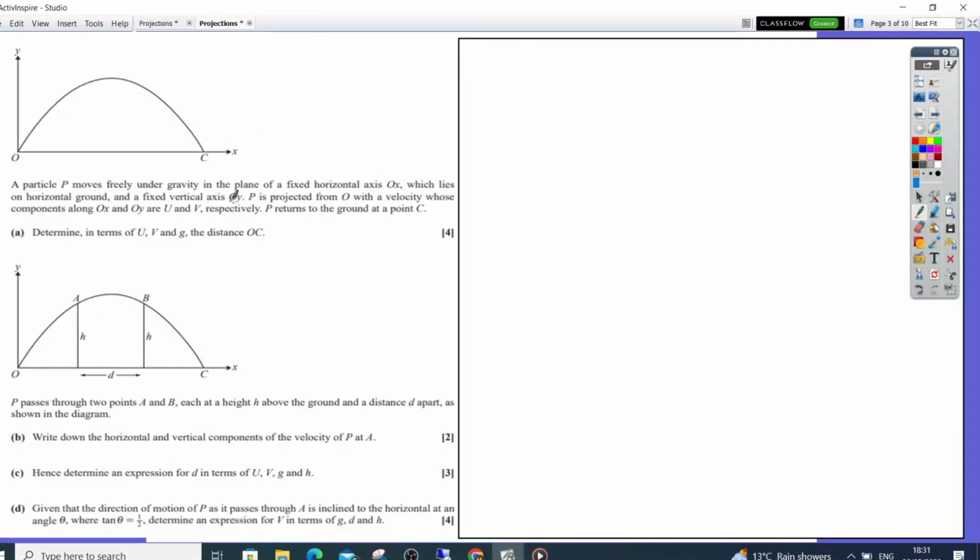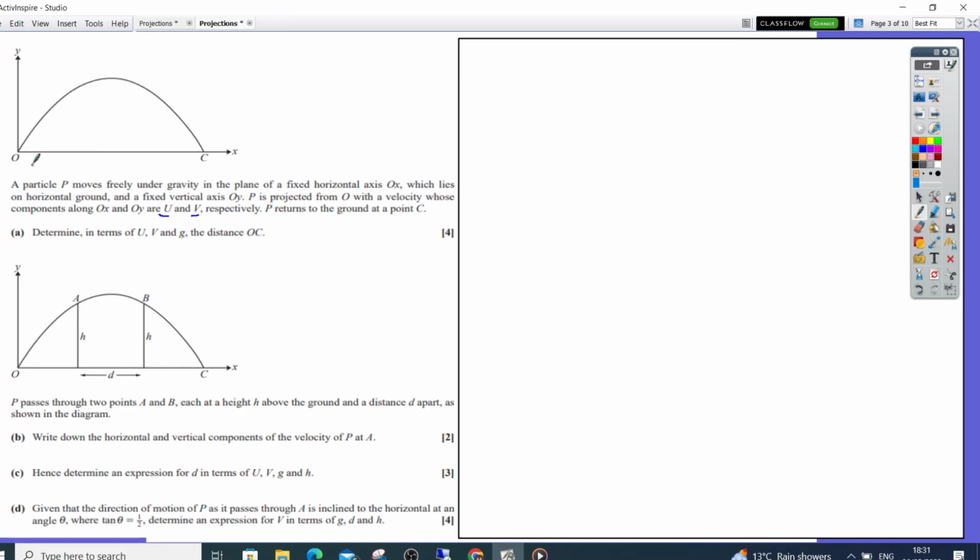Okay, so let's have a quick look at this question about projectiles. It tells you that particle P moves freely under gravity in a plane fixed at OX, which lies on the horizontal ground, and fixed horizontal axis OY. P is projected from O with the velocity components OX, OY in U and V respectively. P returns to the ground at C. Determine in terms of U, V, G the distance OC.